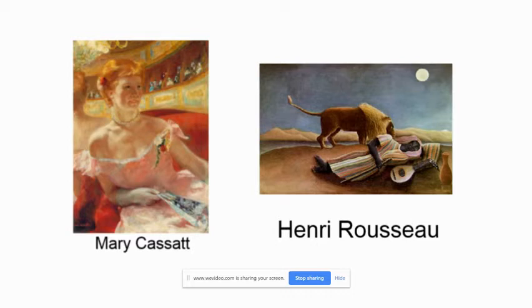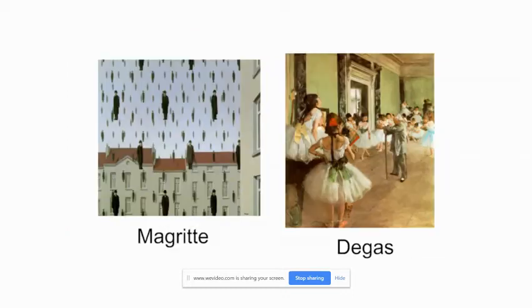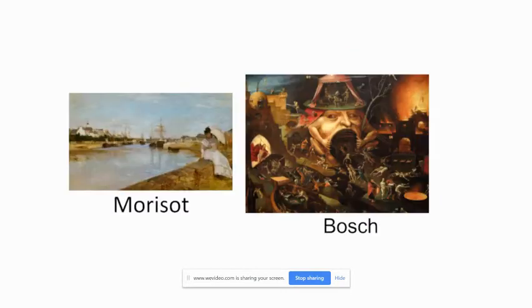Mary Cassatt is an American artist who is an impressionist. Henri Rousseau would be surrealist. Rene Magritte is also surrealist. Edgar Degas is impressionist. He does sculptures too. Mary Cassatt, she's impressionist.